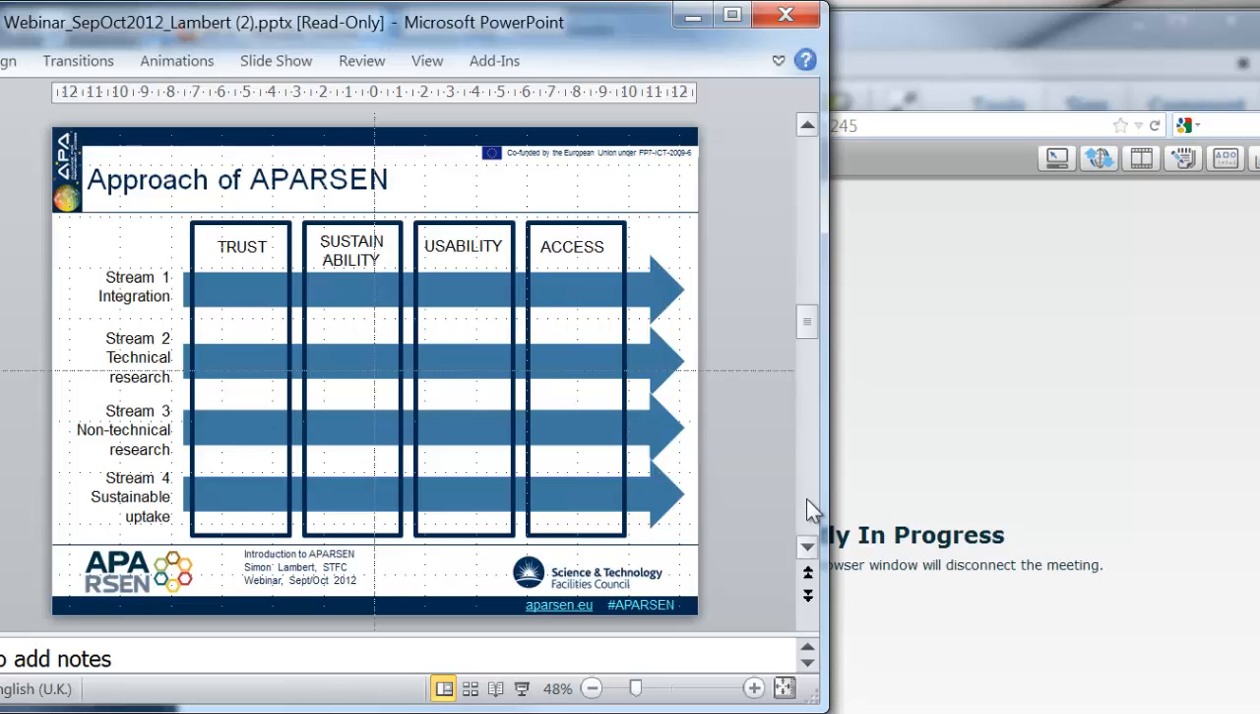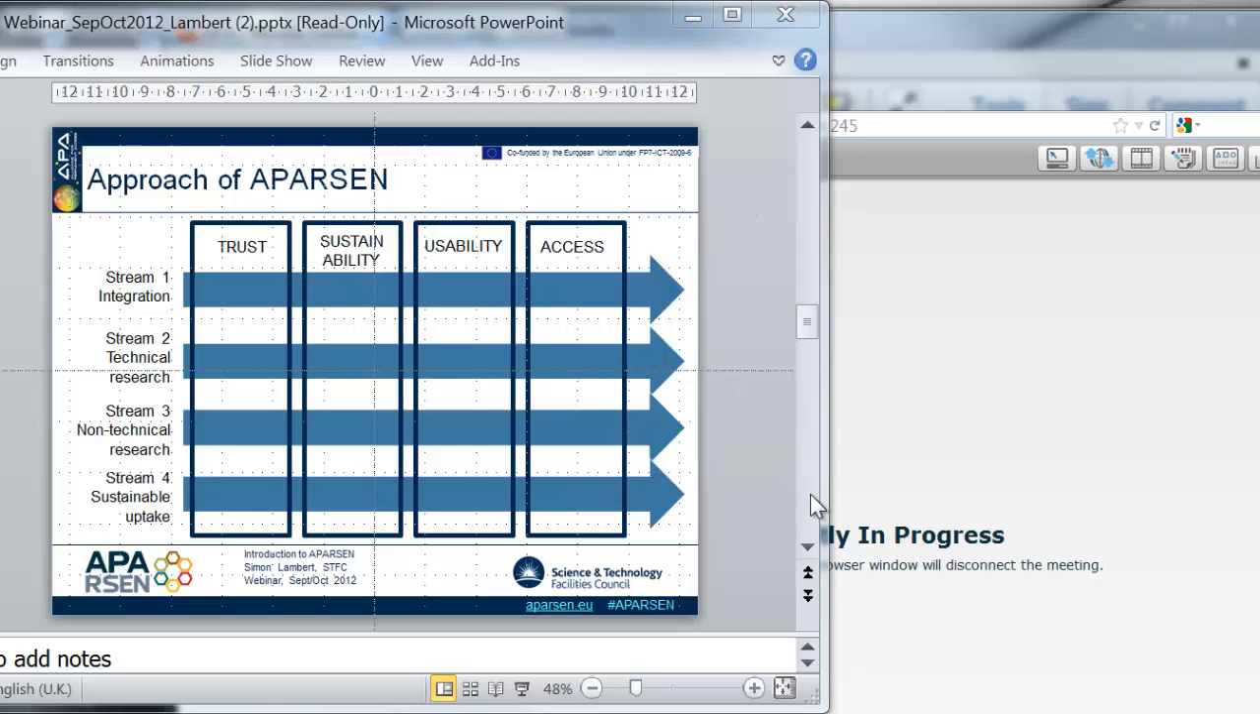The approach of APARSEN is best depicted along two different dimensions. First of all, there are four different topics covered within digital preservation. The first one is the trust issue, and most of the work packages have taken place in the first year of the project. In the second year, which is now, it's about sustainability, cost models, economic ways to keep this going. The third topic is usability of preserved content, and the fourth one is access.